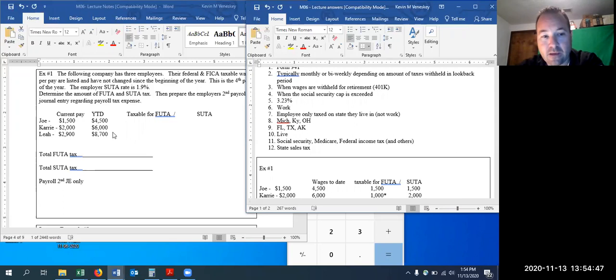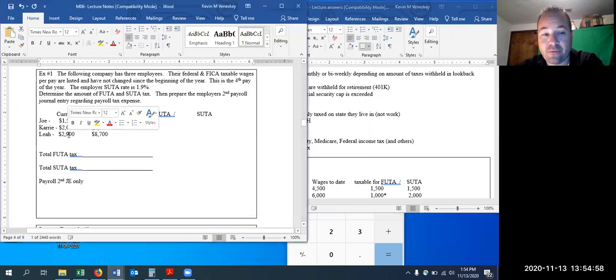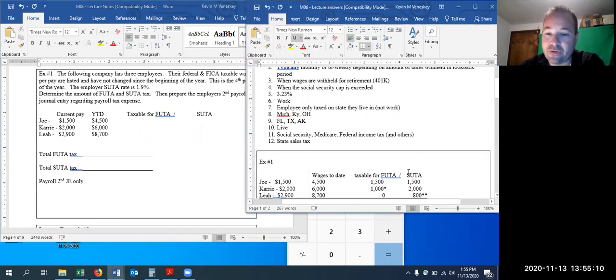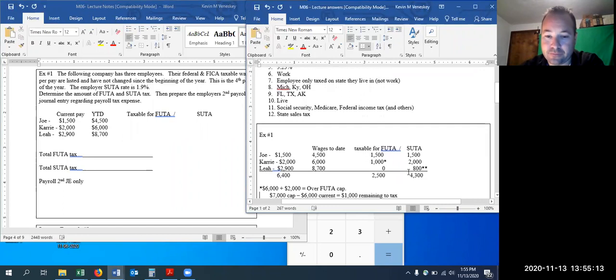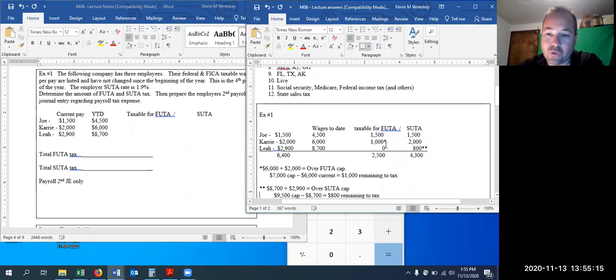And then Leah, already over the cap for FUTA, so her amount here will be 0. And then for SUTA taxes, if you take 87 plus the 29, that's over the cap of 9,500. So step 2 says take 9,500, the cap, less where she's at now, 8,700. So that leaves $800 taxable for SUTA. And then here are those two amounts. If you didn't get them, you'll want to pause at this point and see what I did.